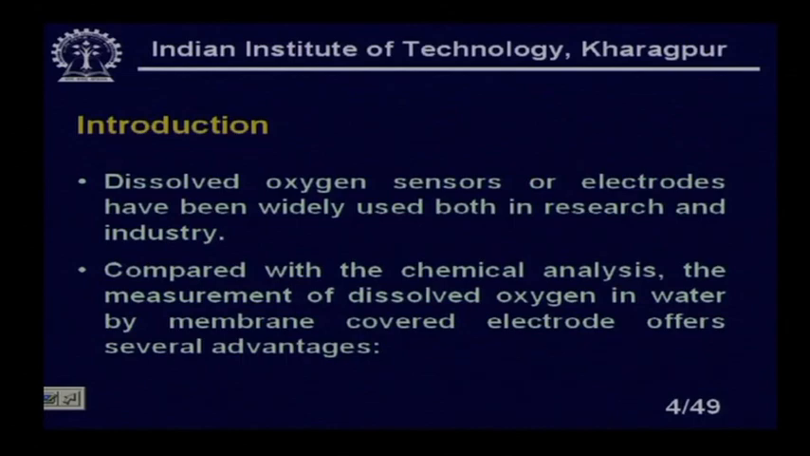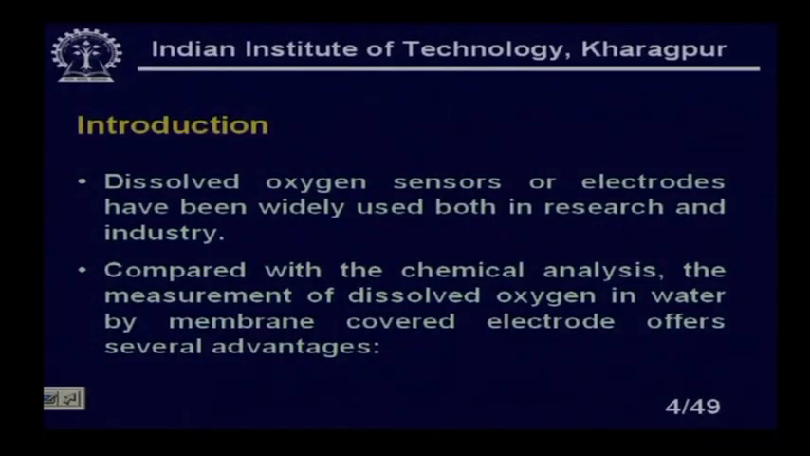Now, another way you can measure the dissolved oxygen concentration or partial pressure is chemical analysis. That means you take out a sample and make the chemical analysis. There are a lot of limitations of that type of chemical analysis, because you have to do it offline, and it is not very easy to get an electrical output. So, if you want to control the dissolved oxygen concentration inside the liquids, you cannot do it. So, in that case the membrane based electrode, or membrane covered electrode, offers several advantages, right. That is the reason I have told you, compared with chemical analysis, the measurement of dissolved oxygen in water by a membrane covered electrode offers several advantages.